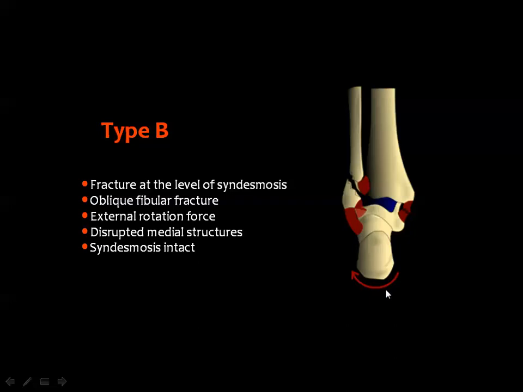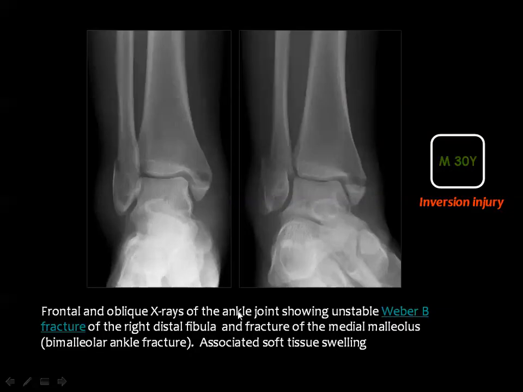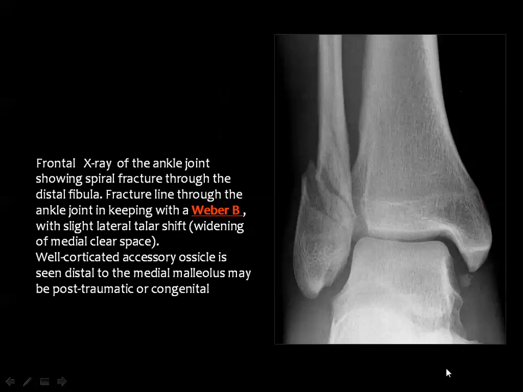The second type, you see the direction of trauma is from medial to lateral. There is fracture at the level of the tibiofibular syndesmosis, and also you may see fracture of the medial malleolus. And this is Weber type B fracture. You see the level of the fracture line in the fibula at the level of the tibiofibular syndesmosis with fracture of the medial malleolus.